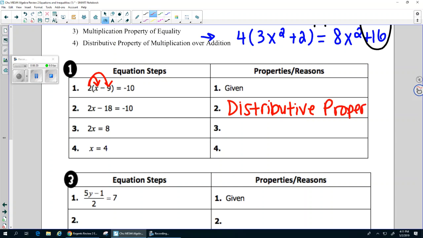All right, let's take a look. How do we get to our next step? What I notice is different is that there's no longer the minus 18, so I must have done plus 18 on both sides. Since this is adding, this is the addition property of equality.